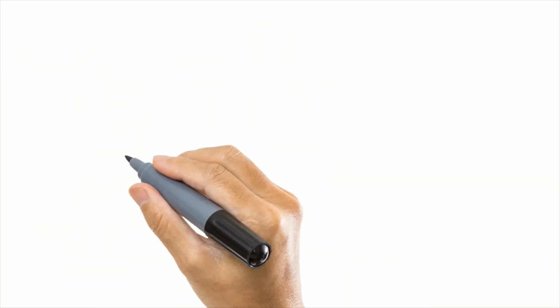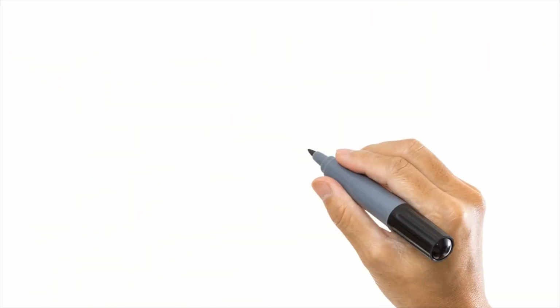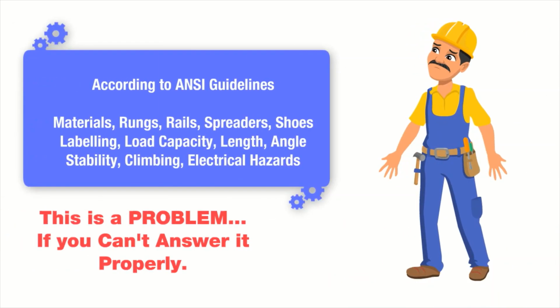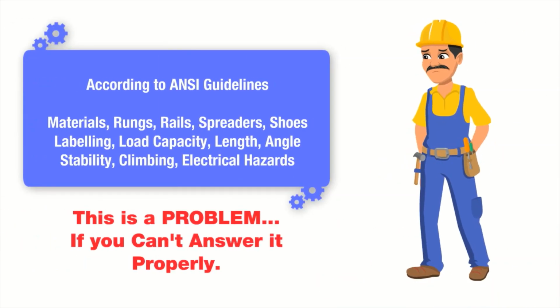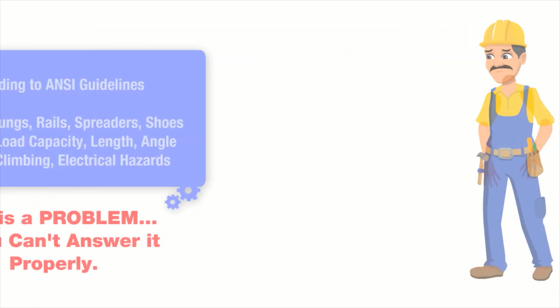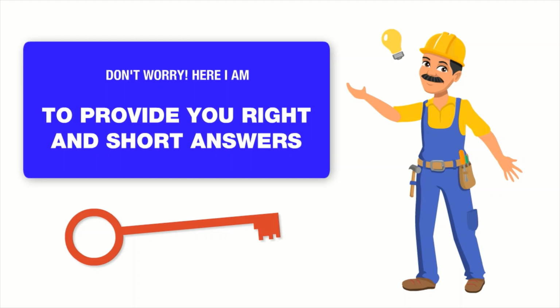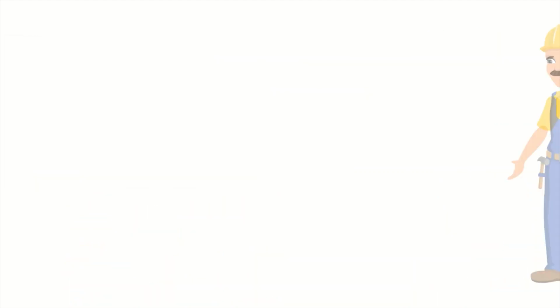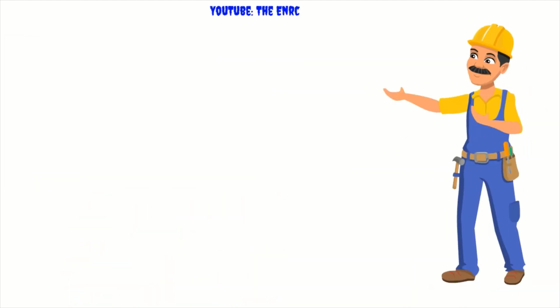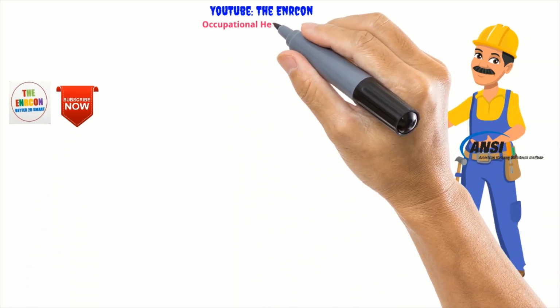In this part 2 of Mastering Ladder Safety focuses on ANSI A14.2, which provides guidelines for the design, construction, testing, labeling, and safe use of portable metal ladders. This video shall provide all the answers for the questions related to materials, rungs, rails, spreaders, shoes, labeling, load capacity, length, angle, stability, climbing, and electrical hazards related to portable metal ladders.